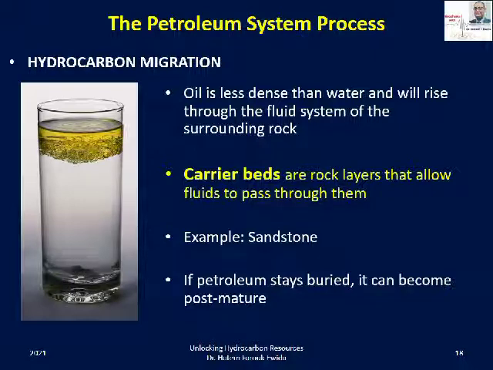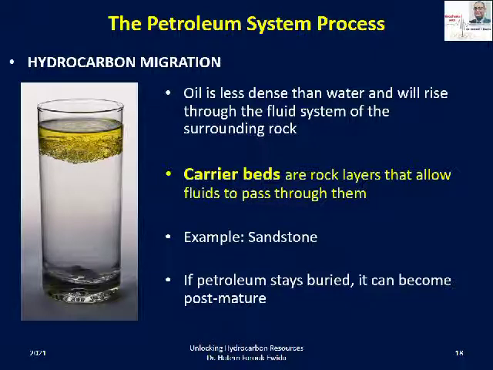Carrier beds are types of rocks that allow the fluid to pass through them. So how can a rock allow the fluid to pass? It should have porosity and permeability. Sometimes the faults act as a carrier or a conduit for the migration of hydrocarbon. An example of the carrier beds is the sandstone.